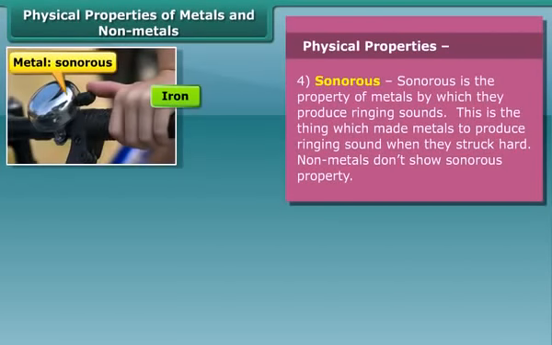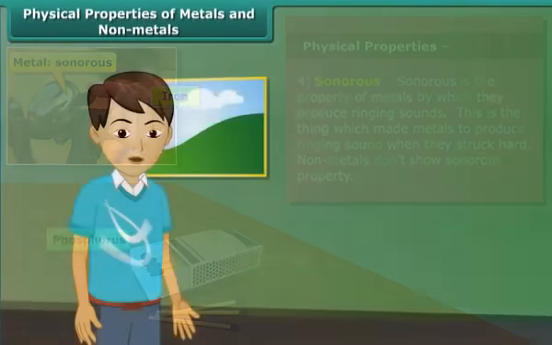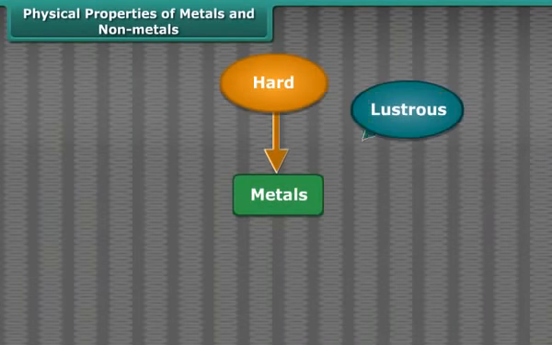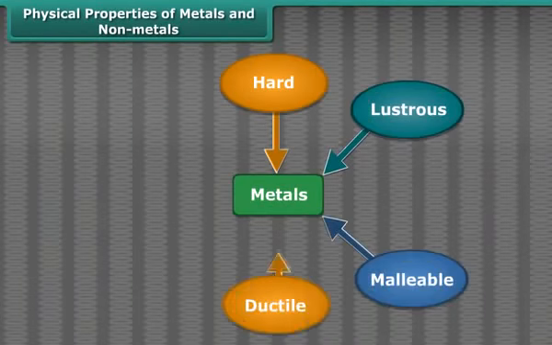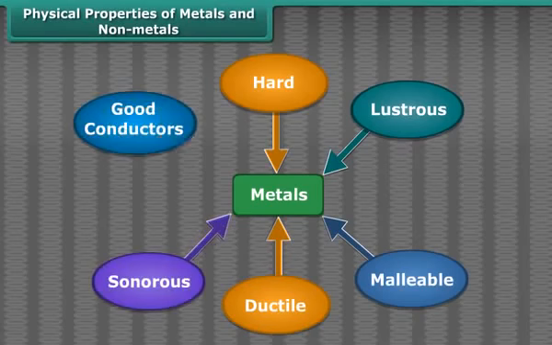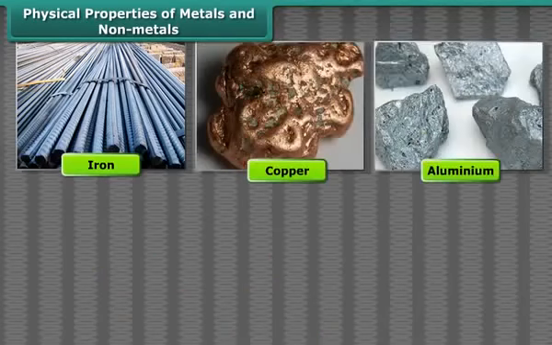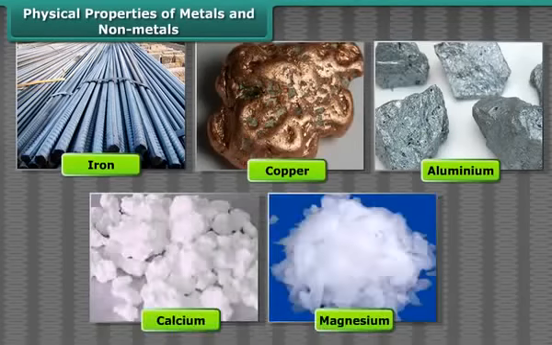Metals produce ringing sounds when they are struck, so they are said to be sonorous. By these properties we can say that metals are hard, lustrous, malleable, ductile, sonorous, and good conductors of heat and electricity. Iron, copper, aluminium, calcium, magnesium, etc. are the examples of metals.